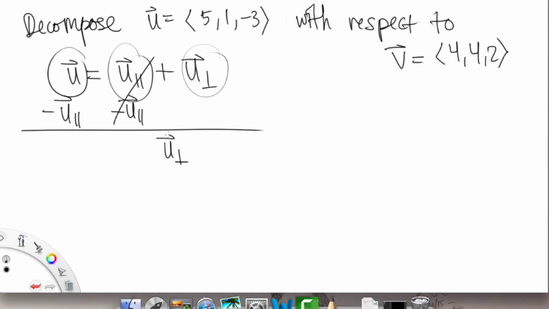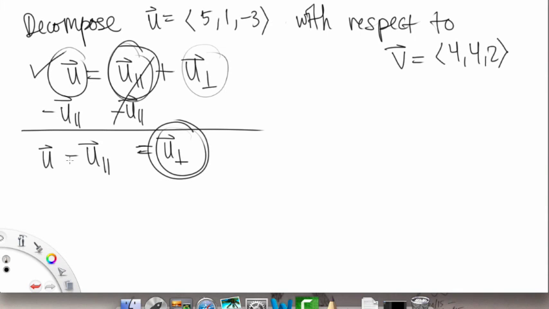And to find u perpendicular, all we have to do is take our original vector, subtract the projection off, and we get the perpendicular part is the only part that's left, okay? So that's the process. That's what we're going to do. So we have this part. We're going to find the projection, and then we can find this last one by subtracting those two quantities. All right, so let's find the projection first.